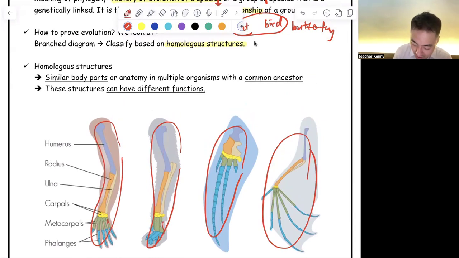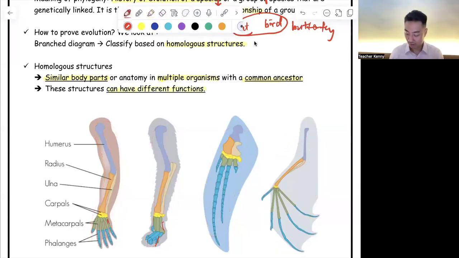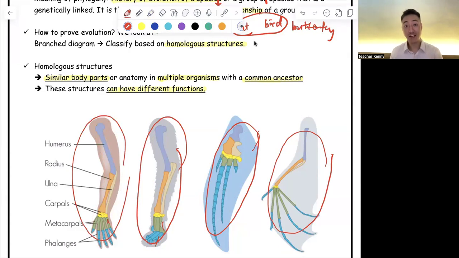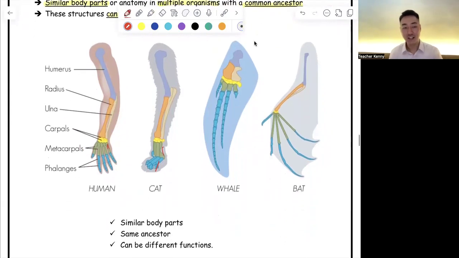It means these structures are similar body parts or anatomy in many organisms that share the same common ancestor. So it doesn't matter what you use the bone for. These structures can have different functions. Look here. Bats use this same arrangement of bones to fly. Whales use a similar pattern to swim. Cats to walk. Humans to hold things. So we might have different functions, but how did we evolve in such a way to produce that one, two, one group, few jutting out, and then fingers to do our work? That is the question that scientists ask. Interesting, right?